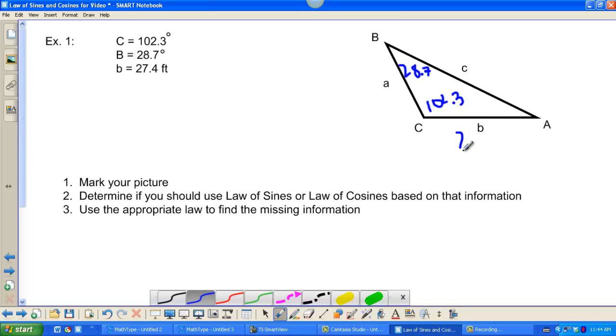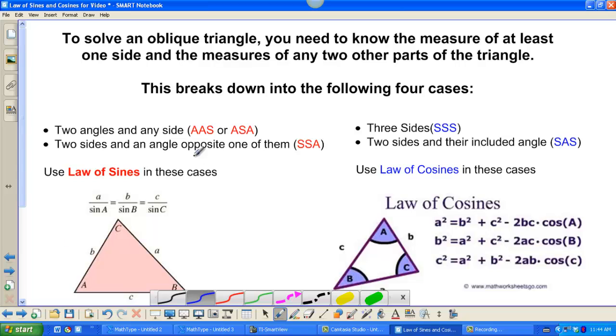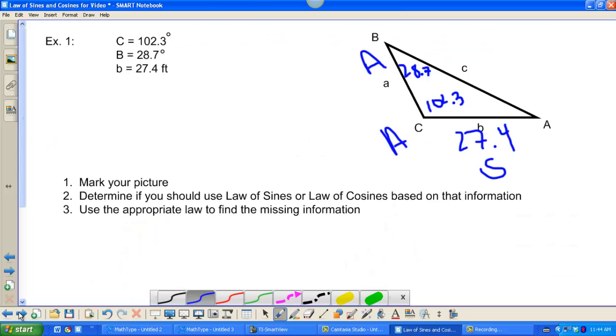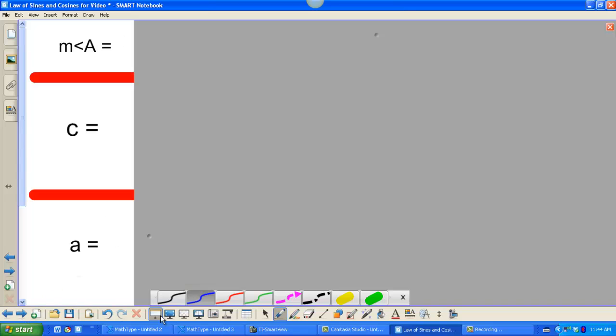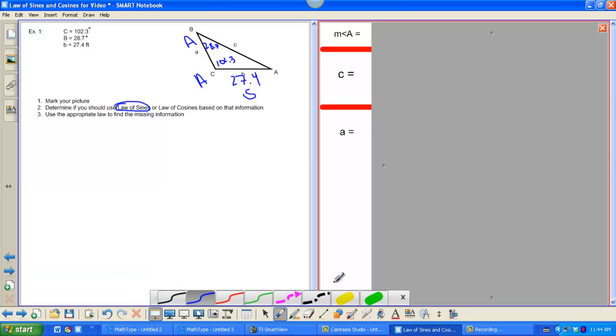Now, little b denotes a side length. So the side length of b is 27.4. So when I look at that information, I am given an angle, an angle, and a side. And if I refer back, this tells me I have angle, angle, side, so this is going to be a law of sines problem. What I need to do now is find the missing information, which is going to be the measure of angle A, side c, and little a, side a.